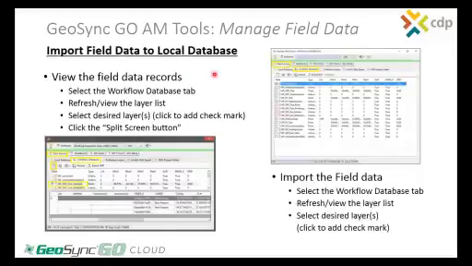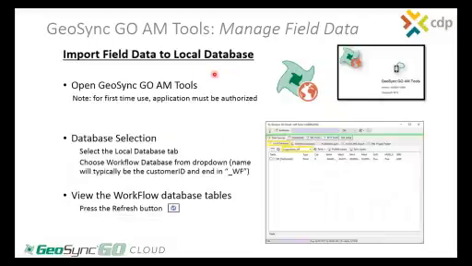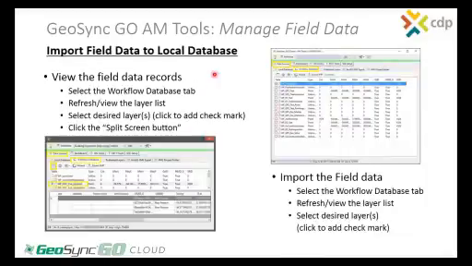All right, the next thing you may want to do is view the attributes before you actually import. We may want to view the attributes of our workflow database. Now again, the workflow database is in the cloud. We've already determined our local database. We've set that. Now we're focusing on our workflow, what the database and the records are in the cloud.